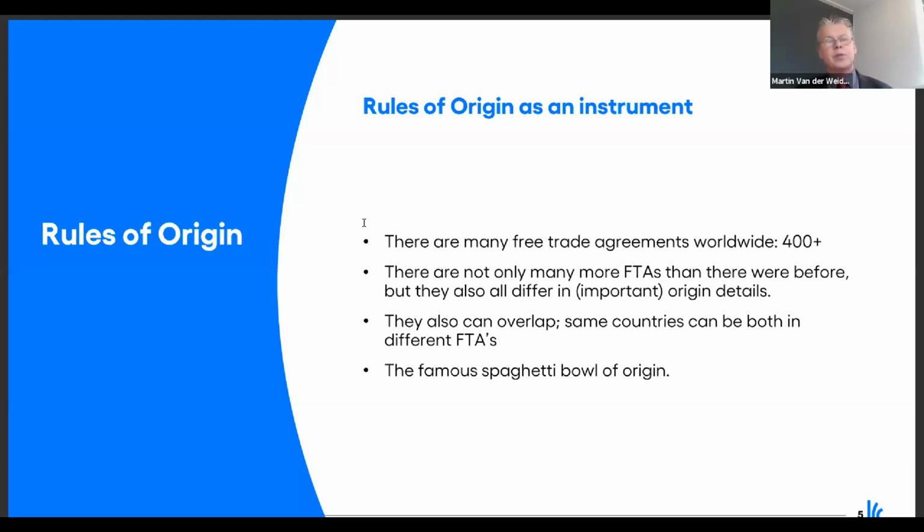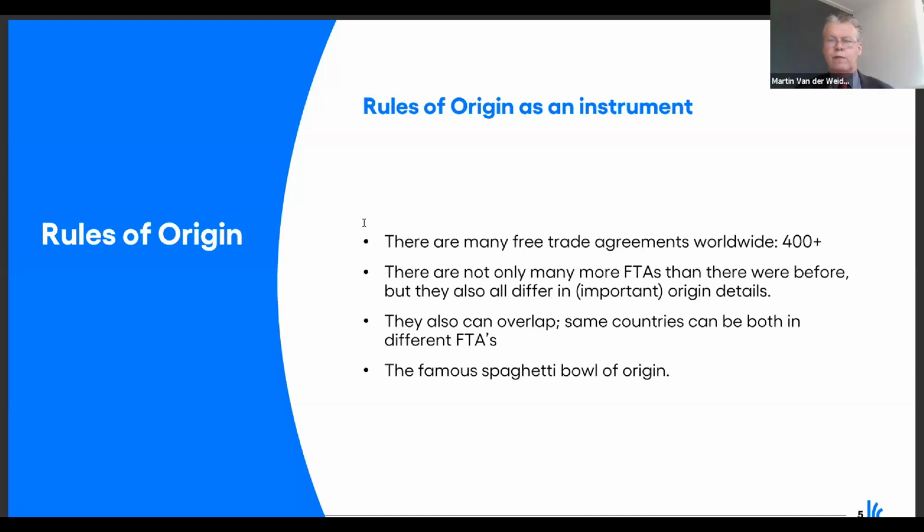And sometimes the same countries are in different free trade agreements with different rules of origin. What we call that is the spaghetti bowl of origin, and that can be really complex because it might overlap.